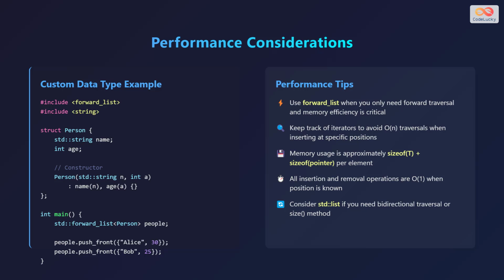Memory usage is approximately the size of T plus the size of a pointer per element. Insertion and removal operations are big O of 1 when the position is known. If you need bidirectional traversal or the size method, consider using std::list instead.